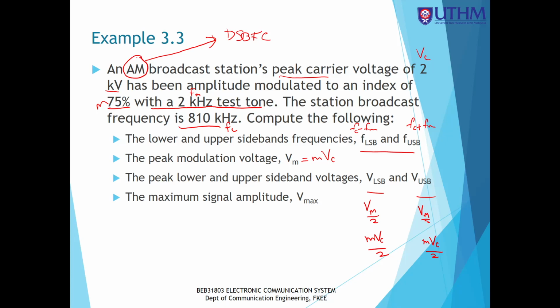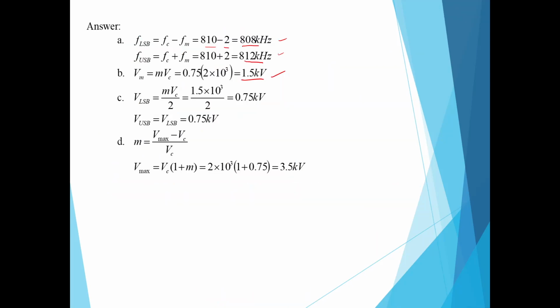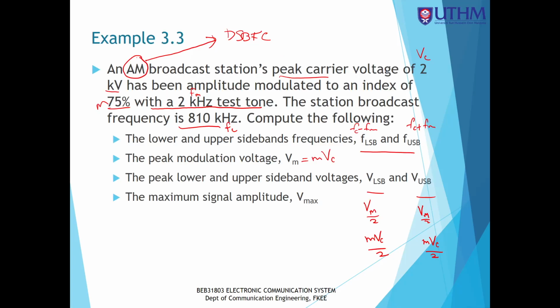So how much do we get? 1.5 kilo divided by 2, you get 0.75 kilovolt. Just divide by 2. This is similar for the upper sideband, so both sidebands have the same amplitude.